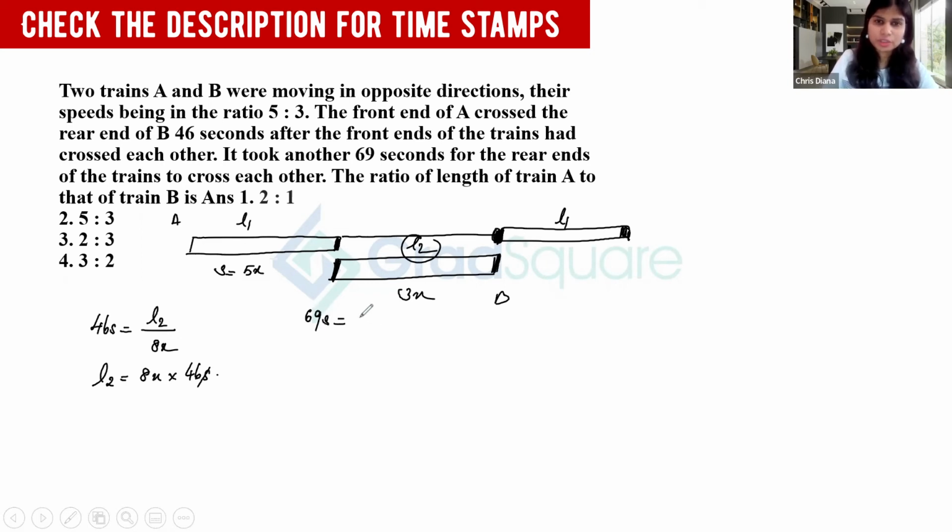So 69 seconds is equal to relative distance covered as L1 divided by relative speed, again is going to be the same 8x. So I can say L1 is equal to 69 into 8x.